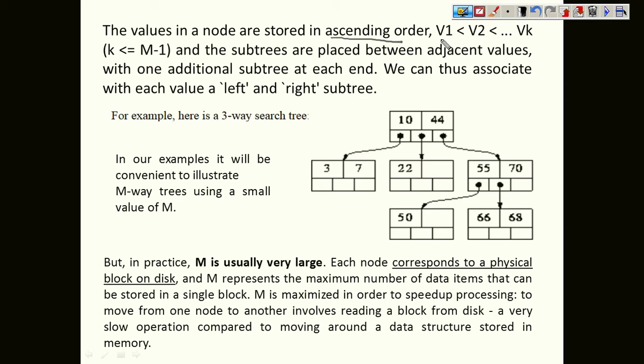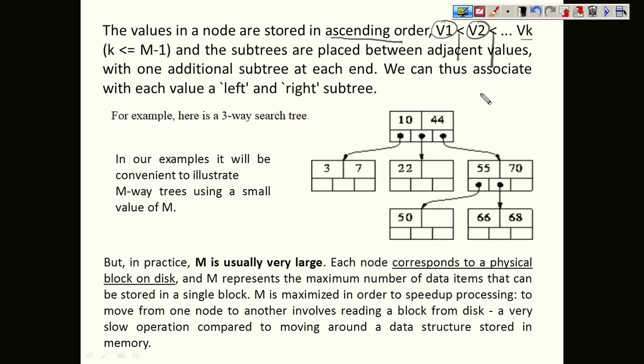tree will be kept in order, in ascending order. That means from left to right the values will be increasing. So if any node contains values v1, v2 up to vk, where vk we are assuming is at most m minus 1, then they are kept in such a way that v1 is less than v2, v2 is less than v3, and so on up to vk, and subtrees are placed between the adjacent values. So when I say v1 and v2, this is one range, and the subtrees are placed between these, with one additional subtree at each end.